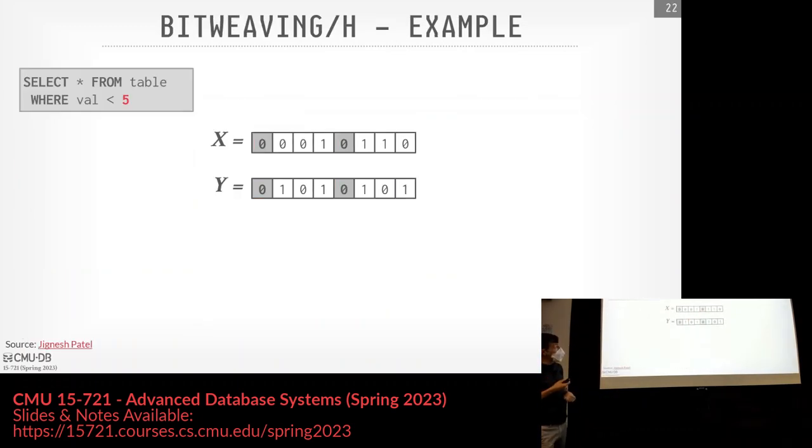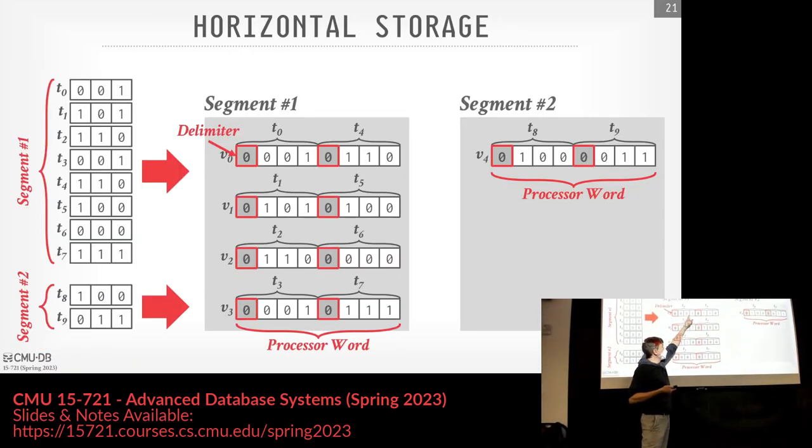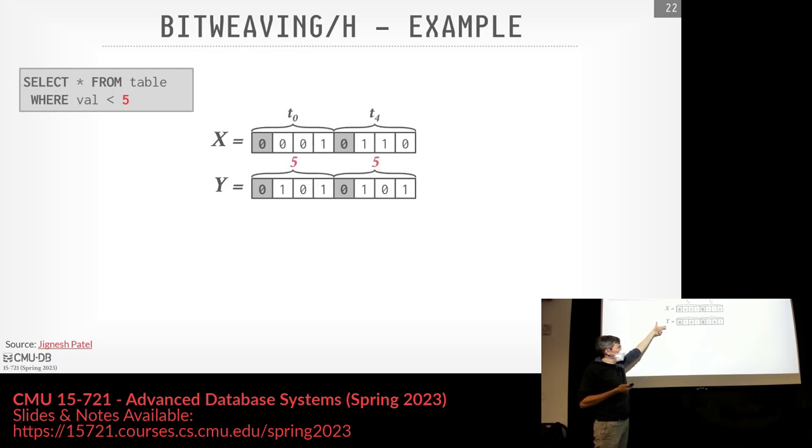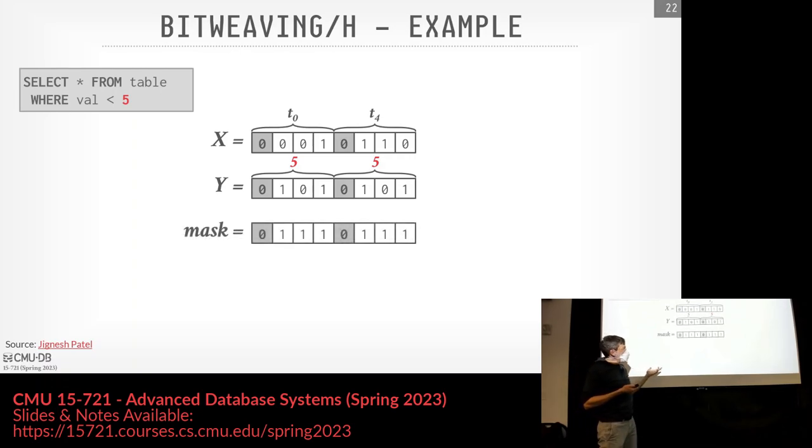So let's see how we use these to match a predicate. We have SELECT * FROM table WHERE value < 5. We're just going to deal with 2 tuples, T0 and T4, this first one here. The x is the actual tuple organized in the BitWeaving horizontal format. This y vector is the constant we're comparing, 5. And then there's this mask, a 0 followed by a bunch of 1s, which we use in our arithmetic to figure out whether the value is less than the constant we're looking for.